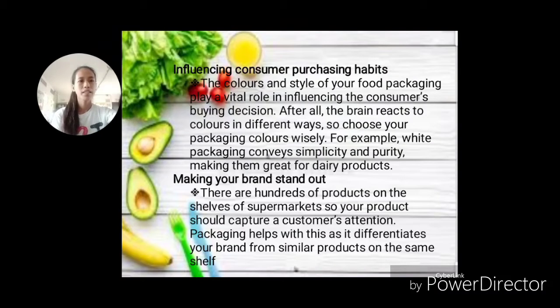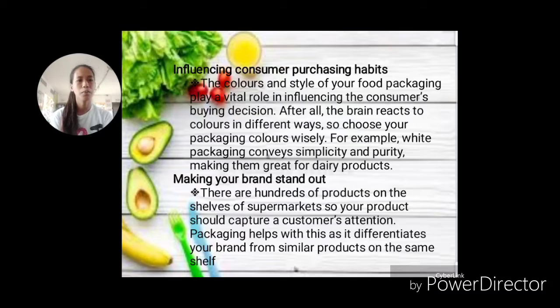So, influencing consumer purchasing habits. The colors and style of your food packaging play a vital role in influencing the consumer's buying decision. After all, the brain reacts to colors in different ways. So choose your packaging colors wisely. For example, white packaging conveys simplicity and purity, making it great for dairy products.